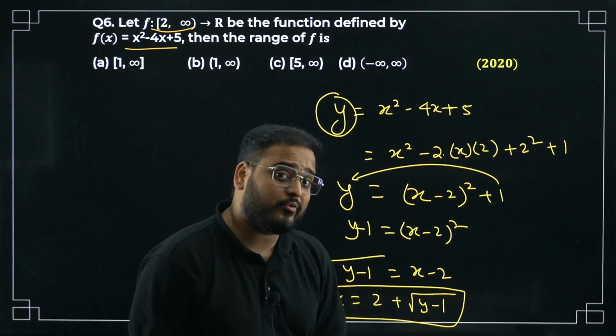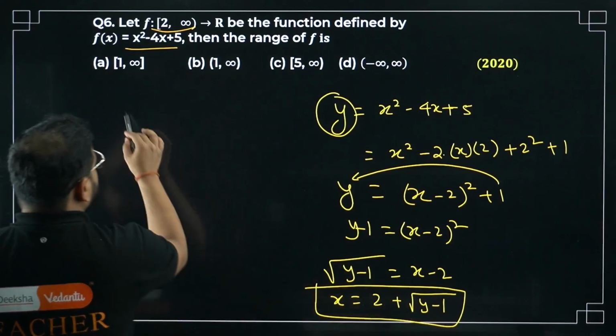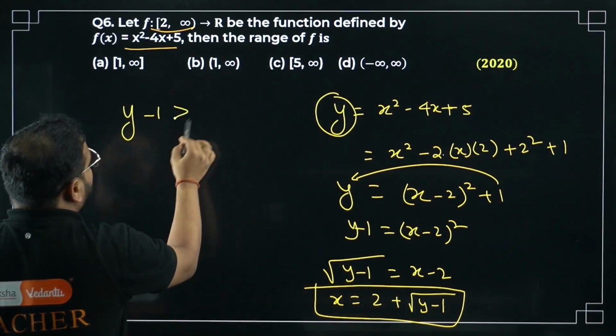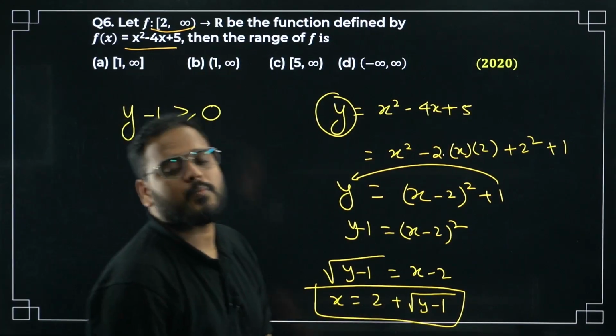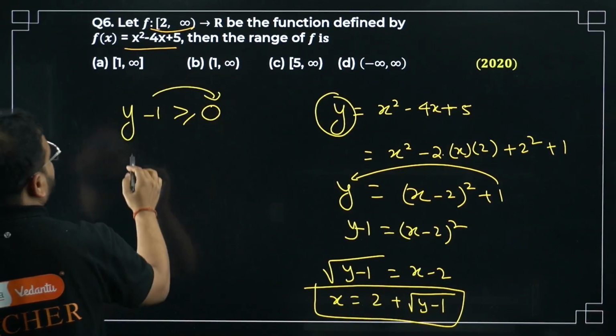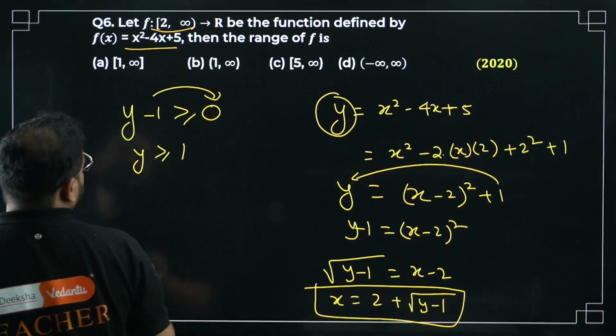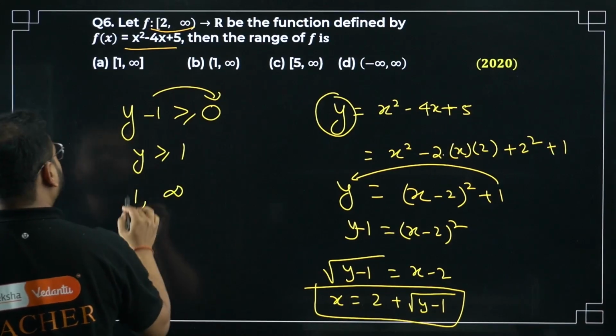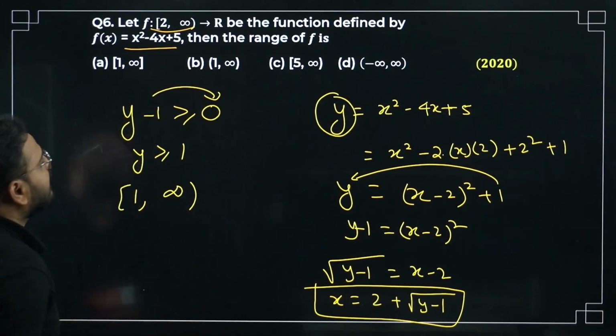We have to look for the condition on y, right? This has to be positive. Root of y minus 1 has to be positive or 0. It can be 0 also. So positive or 0. Bring this 1 on this side. y has to be greater than or equal to 1. It means 1 to infinity, 1 should be closed, infinity is open.